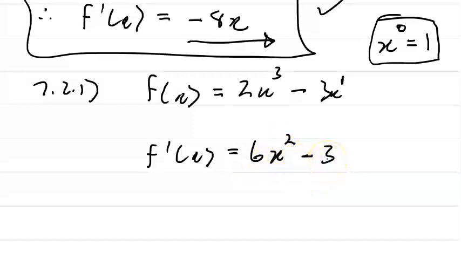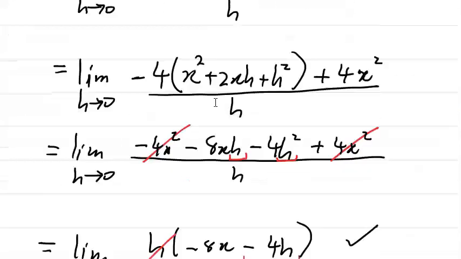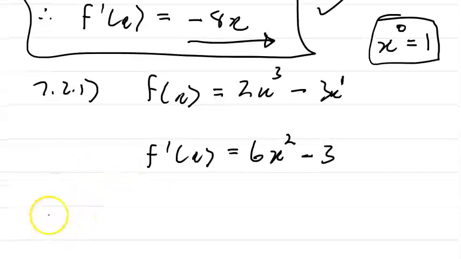Okay, let's look at the next question, and our next question is 7.2.2. So this is another notation that we can use, D subscript x. D subscript x is the same as saying f'(x), okay? And that is find the derivative here. So our question is 7 times the cube root of x squared plus 2x to the minus 5. This is 3 marks. So we'll write our question down here, 7.2.2.